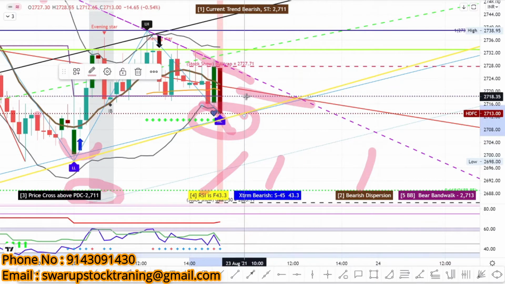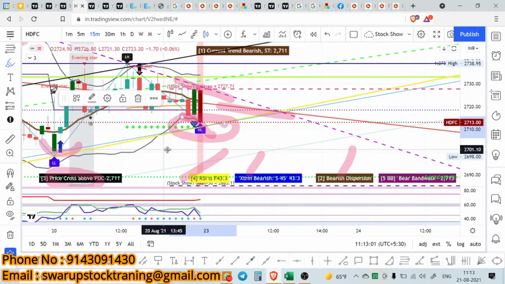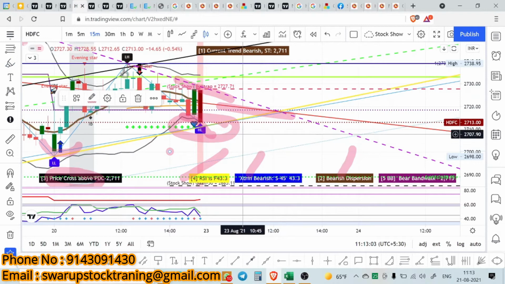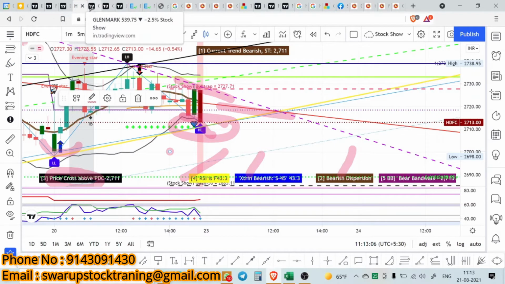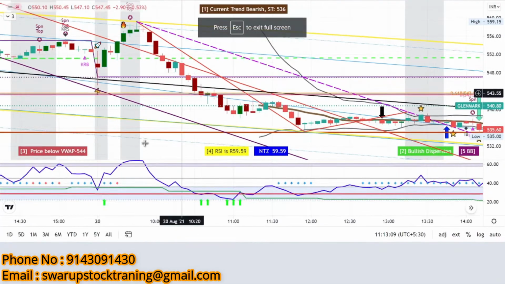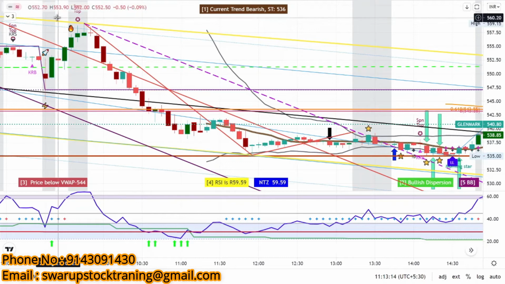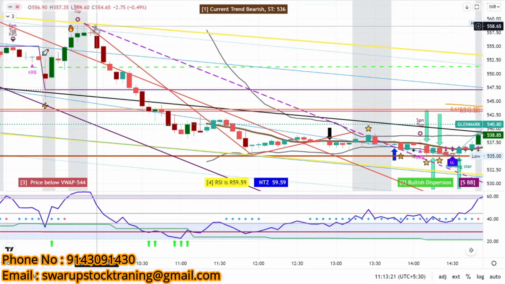This particular setup keeps relaying to you what is happening in the current market. Now I will show you another stock, so that you can understand what kind of information you get. This is Glenmark Pharma stock. Again, this is rejected from this level. I have not taken a trade, but I am explaining with the setup.